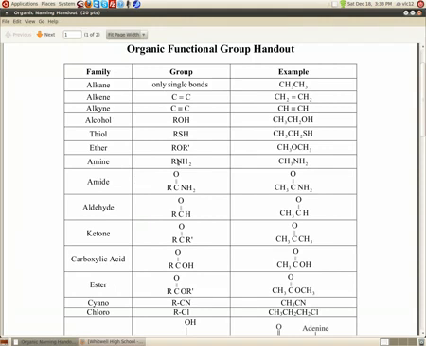Now, I love amines and I love amides. Let me tell you why. Amines and amides I always think of as nitrogen. You know, ammonia. Amine, amide. Ammonia, A-M, has that. So we know that ammonia is NH3.